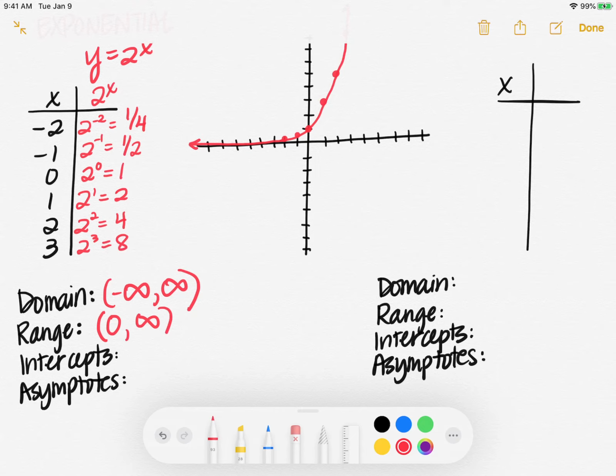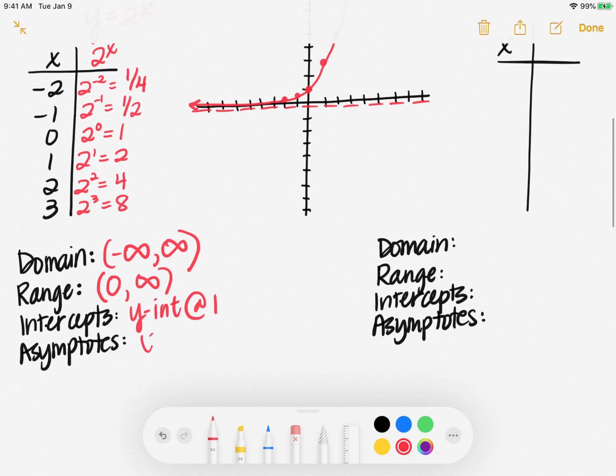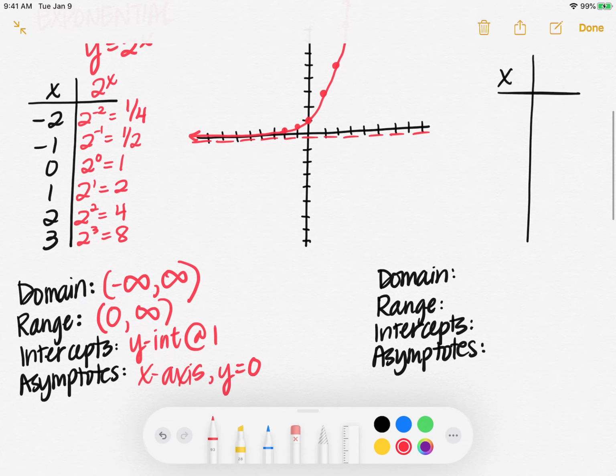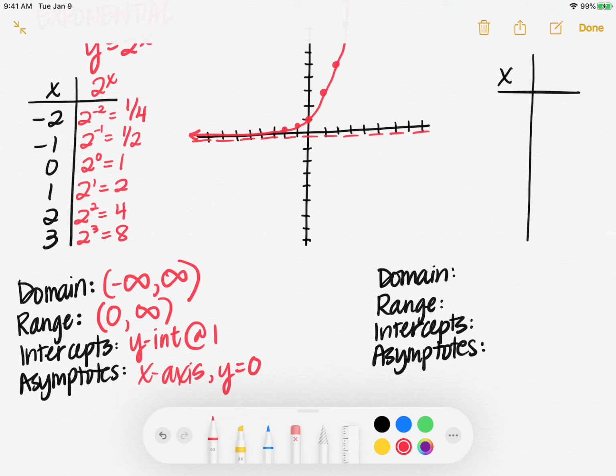We do have one intercept. This one lonely intercept right here. We have a y-intercept at 1. And believe it or not, we do have an asymptote. There is this imaginary line right here that our graph is never going to cross. I'm drawing it slightly below the x-axis, but it is just the x-axis. It is never going to cross the x-axis, which is y equals 0. Okay, so there's our exponential function.